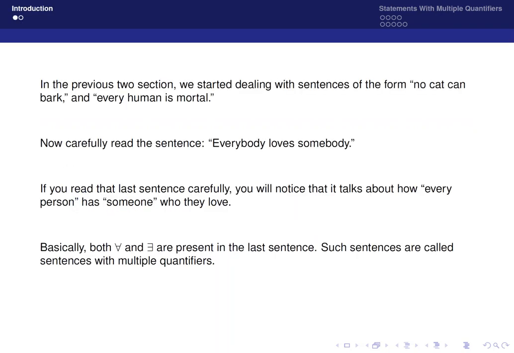In the previous two sections, we started dealing with sentences in the form, "No cat can bark," or "Every human is mortal." Now carefully read the sentence, "Everybody loves somebody." In that last sentence, if you read it carefully, you'll notice that everybody refers to a universal, whereas somebody refers to a specific person. So we have an example of a universal and existential in the same sentence.